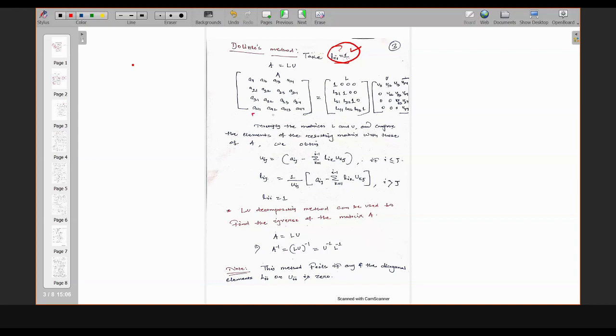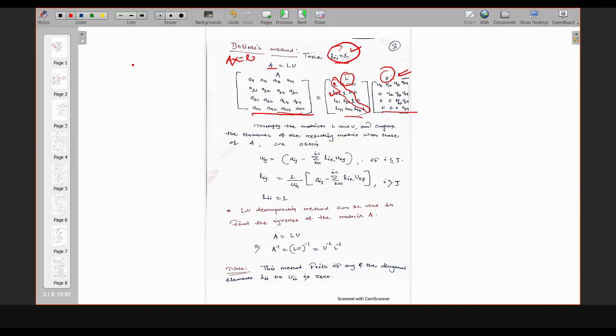I had taken a matrix of size 4, and decomposed this matrix A, the coefficient matrix of the system AX equals B, as the product of the lower triangular matrix L and the upper triangular matrix U. This is the standard form of the upper triangular matrix. For the lower triangular matrix, I considered all the diagonal elements as 1, because it's Doolittle's method. Now, how can you find these elements, L_ij and U_ij?